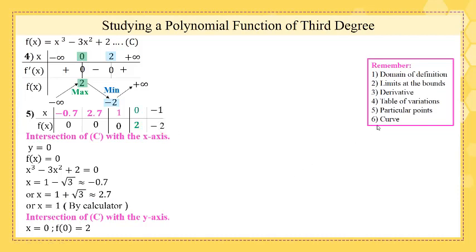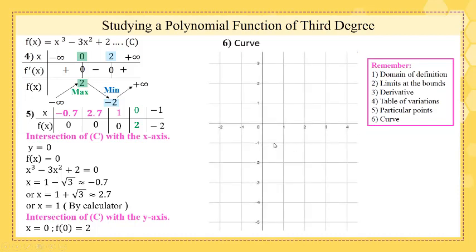The final step, draw the curve. At the beginning of drawing any curve, you must start by locating the extremum points if they exist. Here we have the maximum point 0, 2 and the minimum point 2, minus 2. You should draw 2 arrows at any extremum point in this way. Continue locating the other points. Join these points together. This is the curve C.